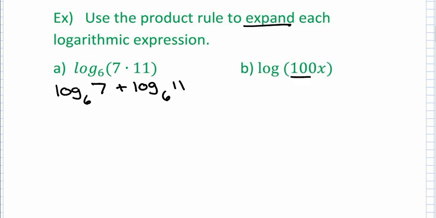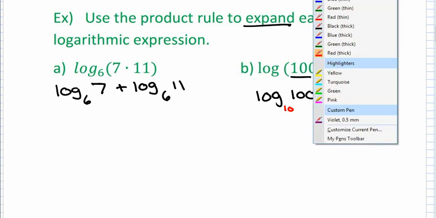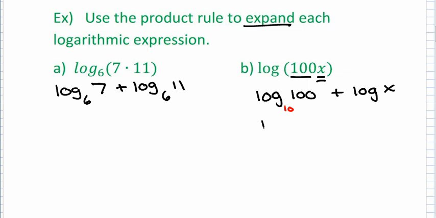The second one here is 100 and x. So we go log 100 plus log x. Now the only thing we have to keep in mind here is that the base of log is 10. Our prior rules have stated that if the base and the number are the same, and remember 100, we can simplify this and make it log base 10 of 10 to the second.